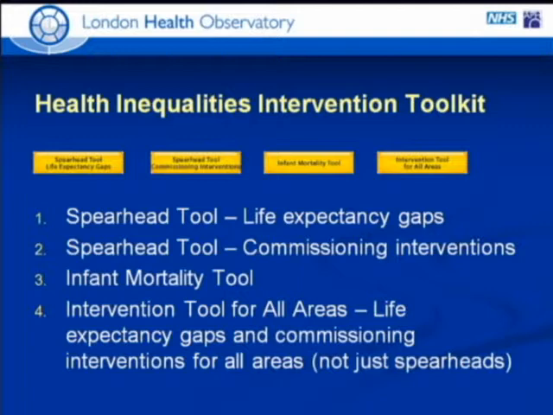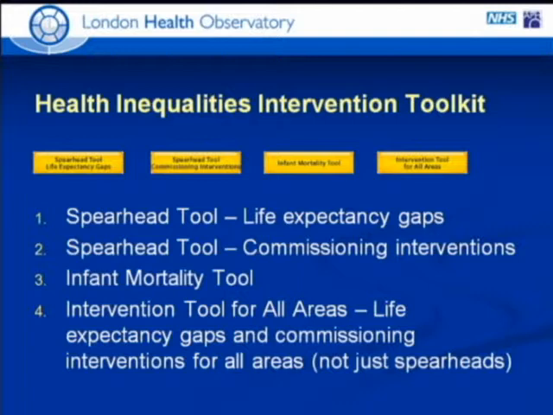So the first component is the Spearhead tool, which allows authorities that are spearhead areas, not all authorities, to look at their gap in life expectancy, to quantify what that gap is, and to look at the diseases contributing to the gap. The second component is the Spearhead tool, commissioning interventions, and that part of the tool allows authorities to estimate the effect of interventions on life expectancy in their area. I'm going to talk about all of these in more detail.